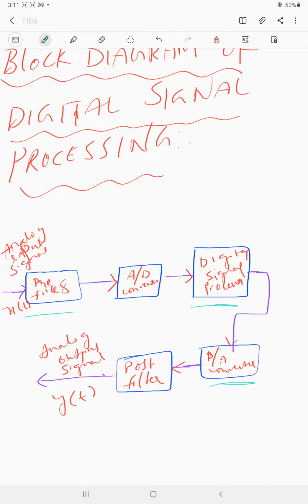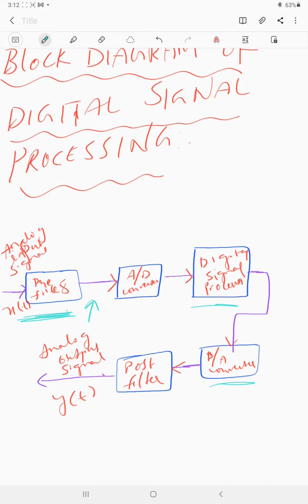First of all, let us begin with the pre-filter. The pre-filter is a low pass filter which allows frequencies up to a certain threshold value. It attenuates all the frequencies above the threshold value. These attenuated frequencies are unwanted frequencies that make it difficult to sample an analog signal.